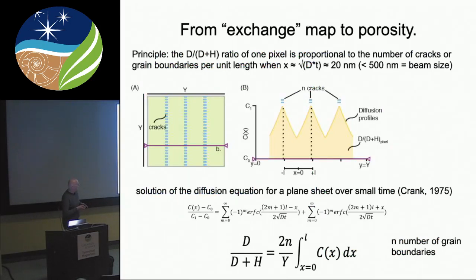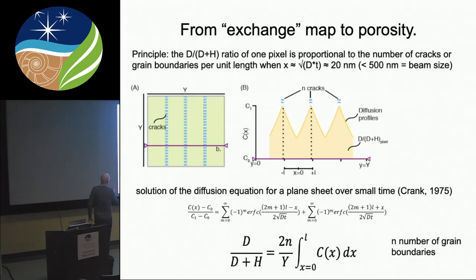So then we try to go from these isotopic exchange maps to estimating the porosity. The principle for that is that we set our experimental conditions so that the diffusion profile length is a few nanometers, which is much lower than the expected distance between two grain boundaries in the system, and lower than the beam size we use for our Raman mapping.